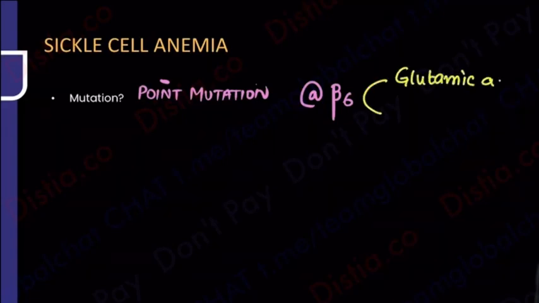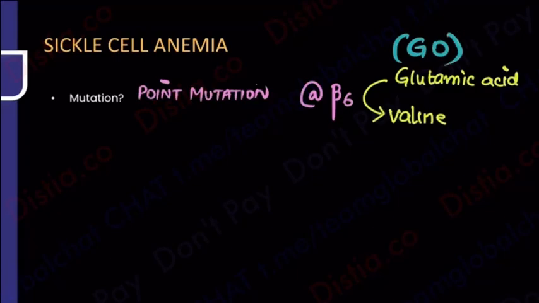The glutamic acid is going to change to valine, and many students get confused about what changes to what. Glutamic changes to valine, valine changes to glutamic. That confusion happens in the paper. So remember, glutamic acid will go away and valine is going to be welcomed. That is what you have for sickle cell anemia, at the beta 6.